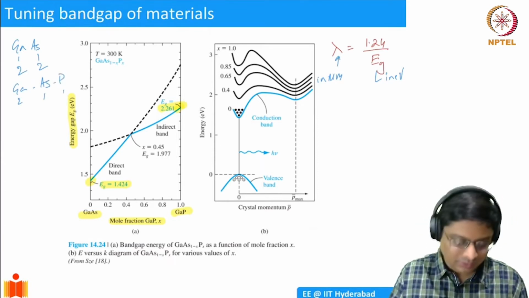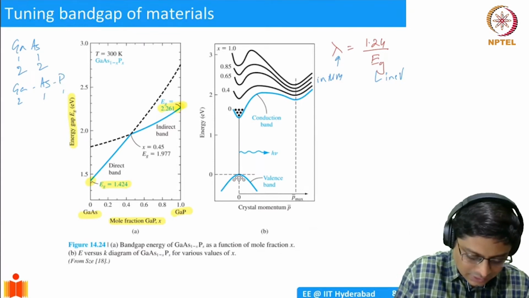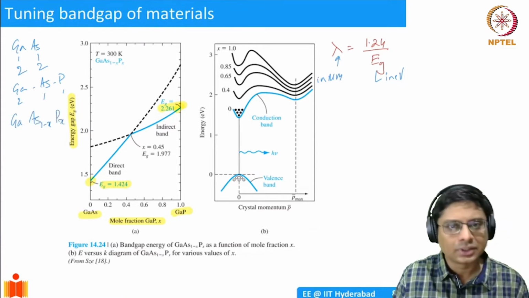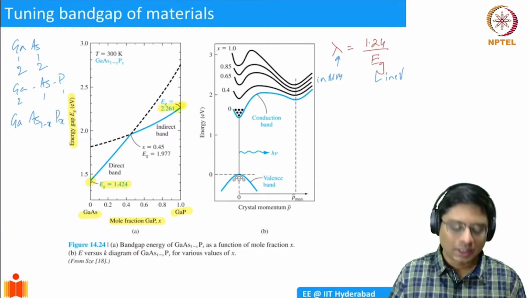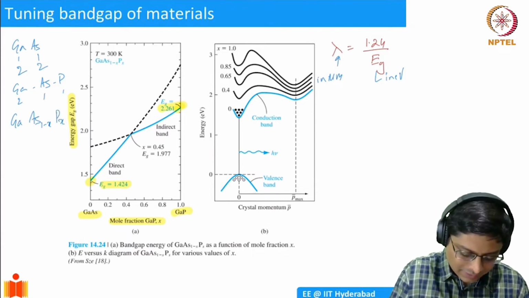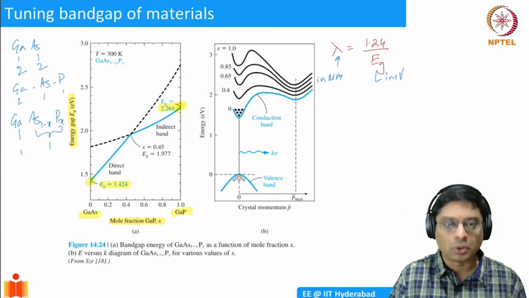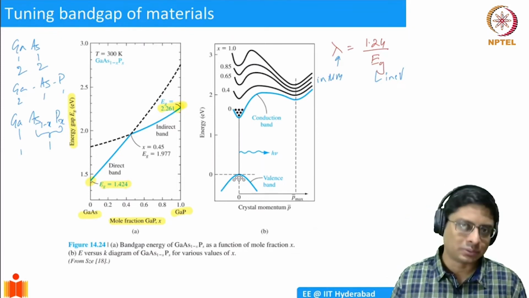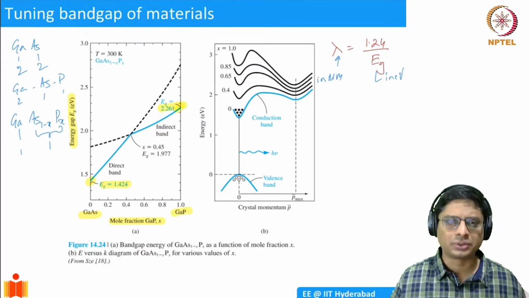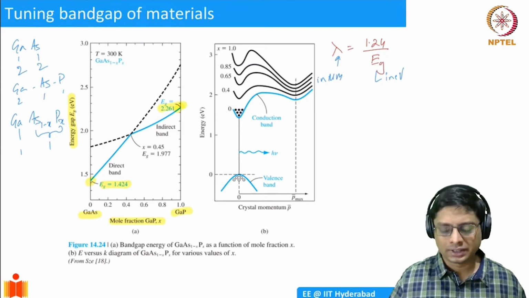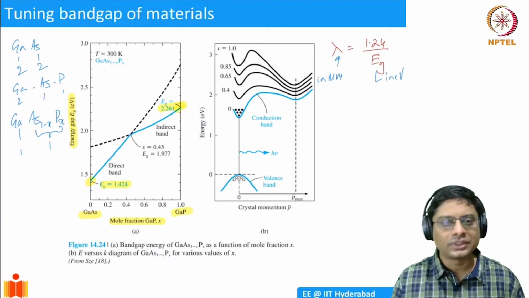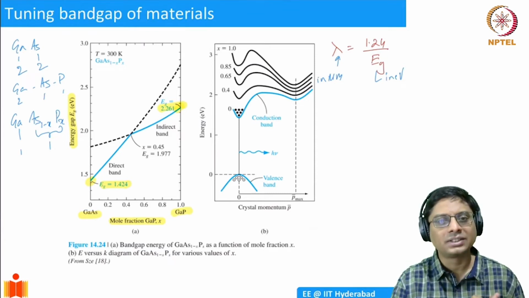What did I do? I created a structure which has gallium, arsenic (1 minus x), and phosphorus (x), where x is what I call the mole fraction. If you sum up both 1 minus x and x, you get 1. So the overall count of atoms remains the same, but some of the atoms you remove. Of course, in a material you have a huge number of unit cells, and in some you replace, in some you don't. So you can have a mole fraction changing from x equal to 0 to x equal to 1.